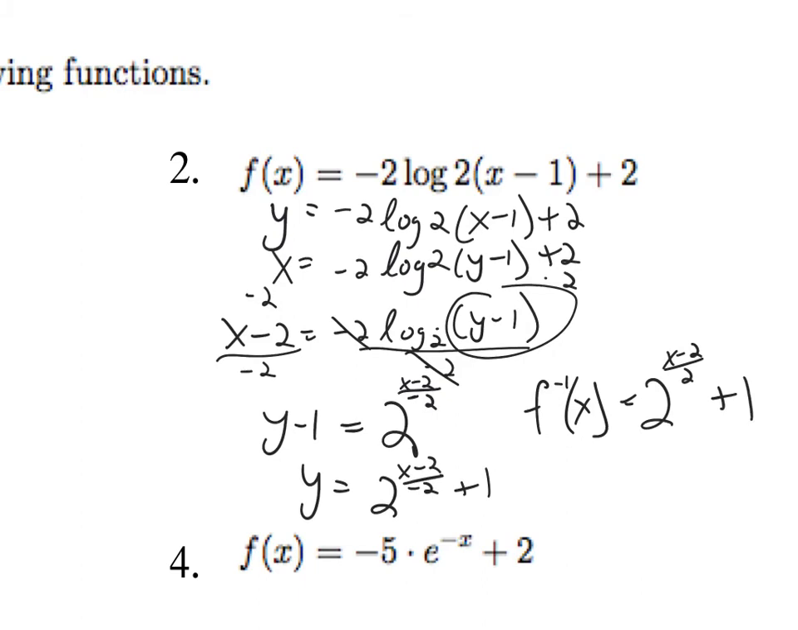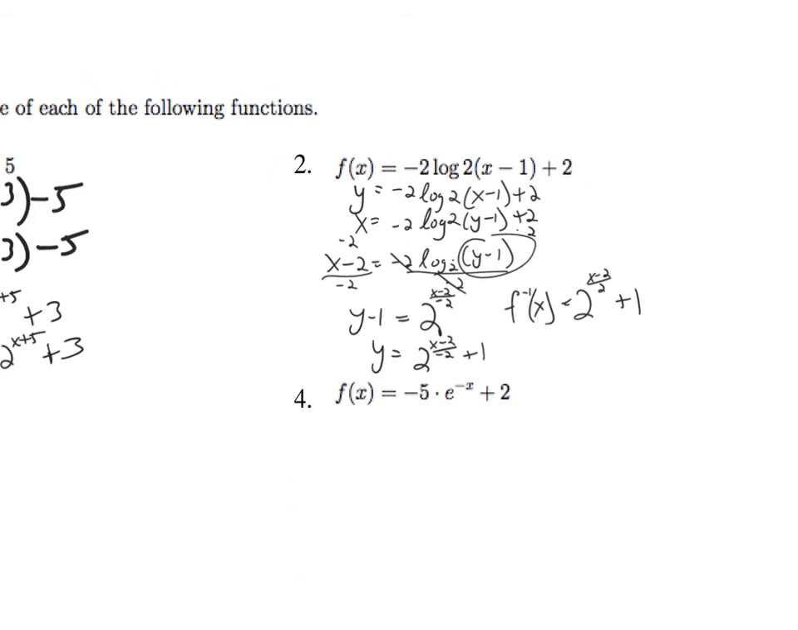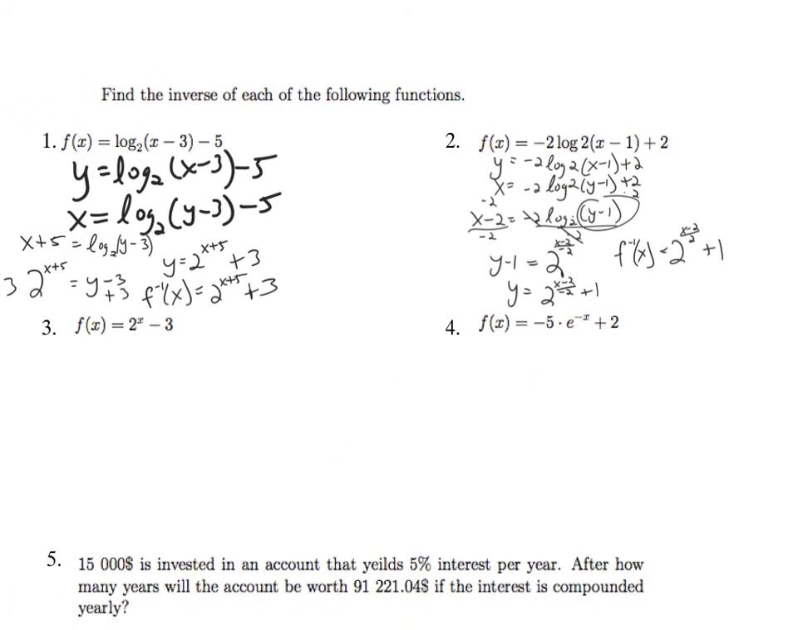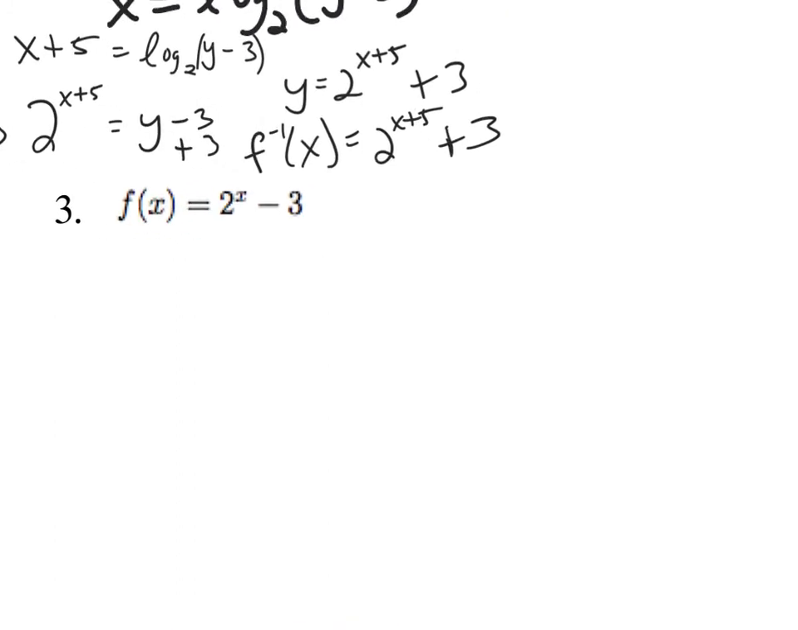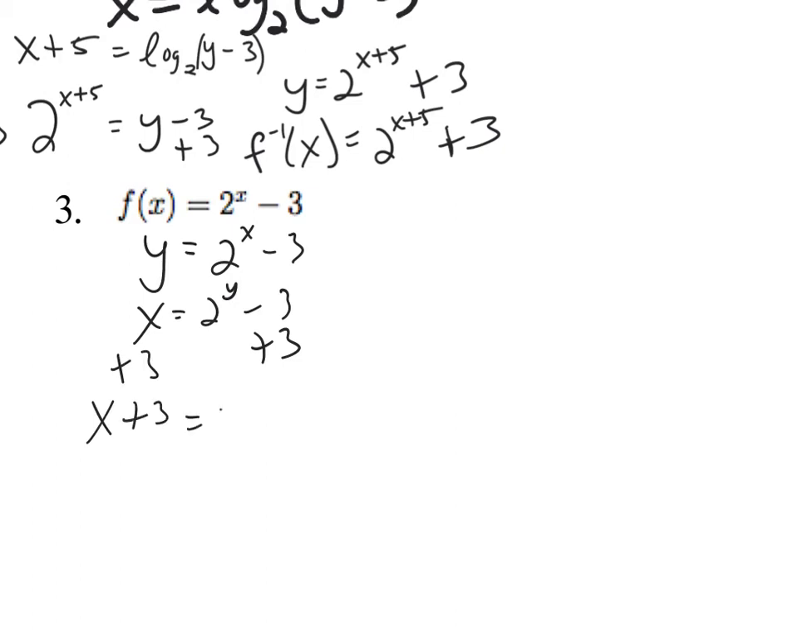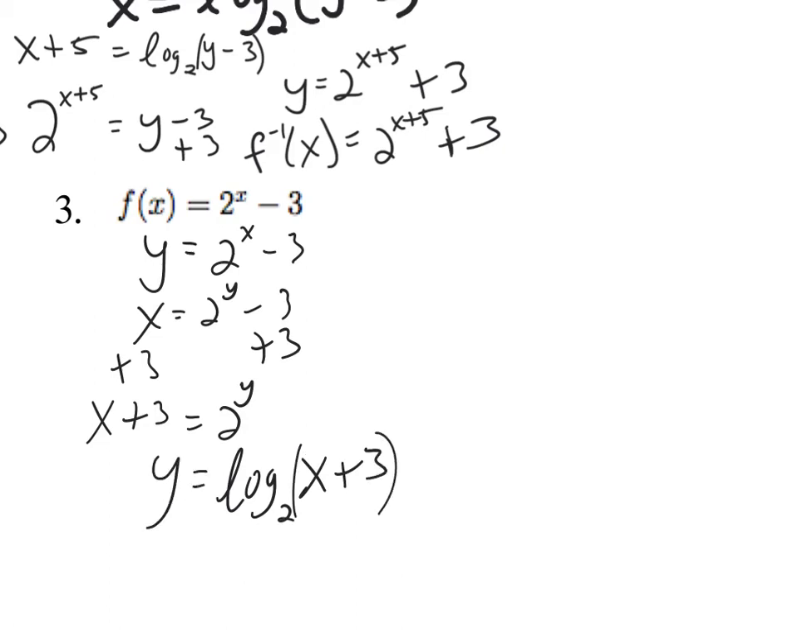Wow. Where are we at here? Y equals 2 to the power of x minus 3. X equals 2 to the power of y minus 3. Add 3 to both sides. X plus 3 equals 2 raised to the power of y. We're going to have to use logs. We got to change this to log form. Log base 2 of x plus 3 equals y. So my inverse here is log base 2 of x plus 3.